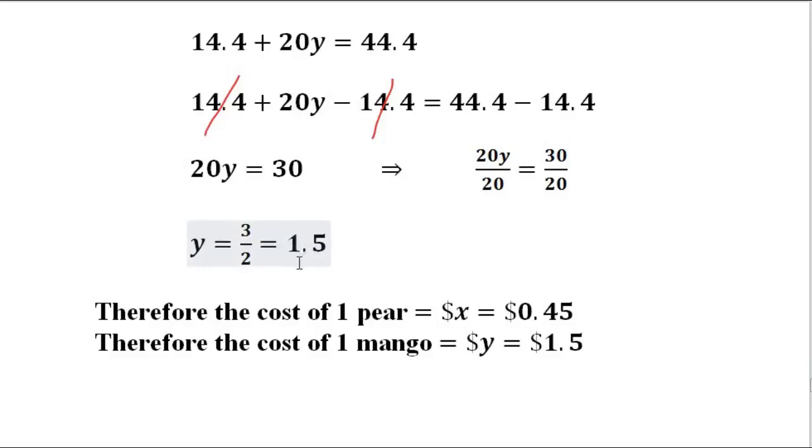Now that we have found the values for the variables x and y, we have determined the cost of one pear and one mango. Therefore, the cost of one pear, which we assumed as x dollars, is $0.45, and the cost of one mango, which we assumed as y dollars, is $1.5.